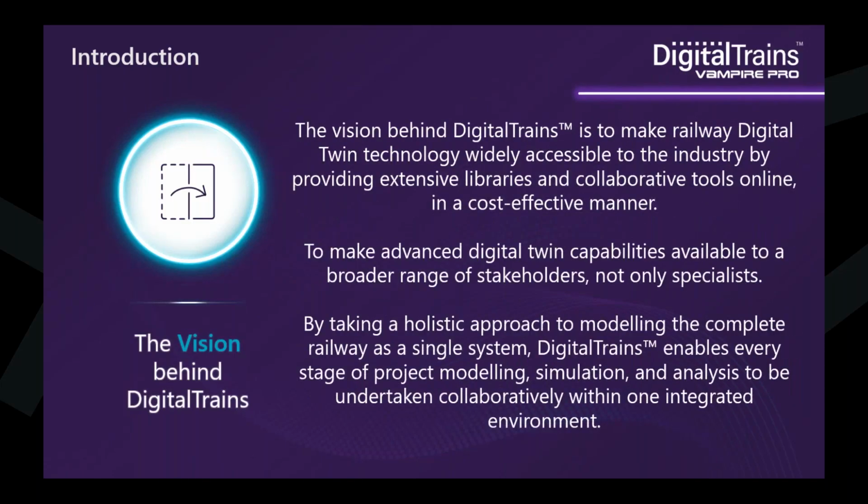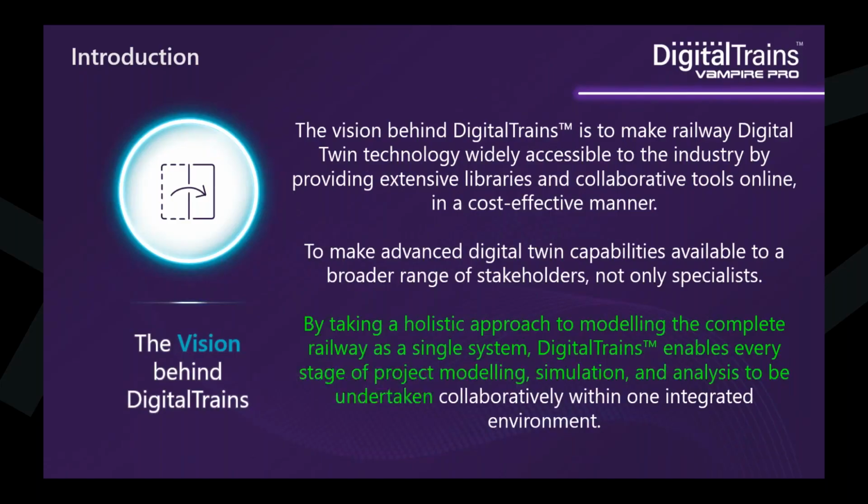Therefore, the vision behind Digital Trains is to make railway digital twin technology widely accessible to the industry. And this is done by providing extensive libraries and collaborative tools online in a cost-effective manner. It allows us to make advanced digital twin capabilities available to a broader range of stakeholders and not only limited to the technical specialists. And by taking a holistic approach to modeling the complete railway as a single system, Digital Trains enables every stage of the project to be undertaken collaboratively within one integrated environment.